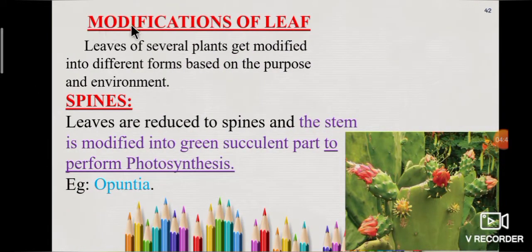Next we will learn about modifications of leaf. Leaves of several plants get modified into different forms based on the purpose and environment. First one, spines. Leaves are reduced to spines and the stem is modified into green succulent part to perform photosynthesis. Example, Opuntia.